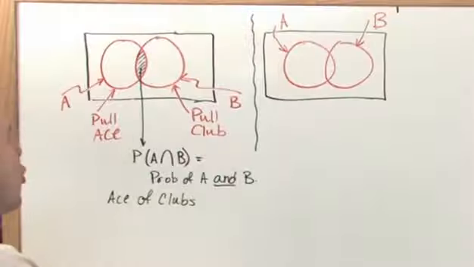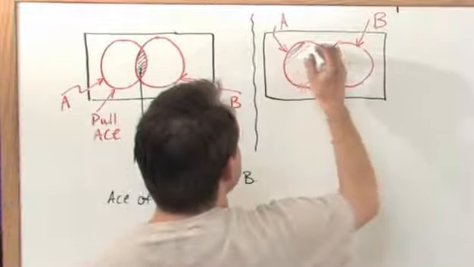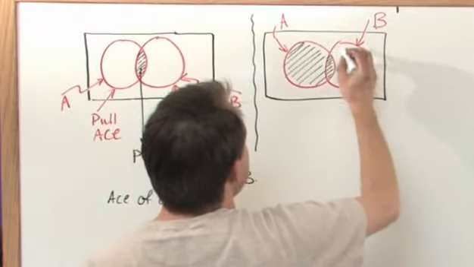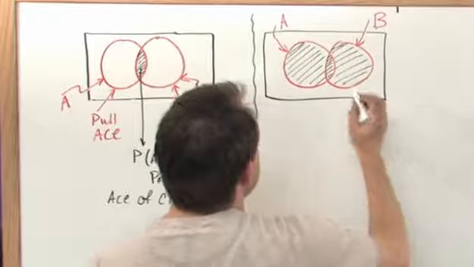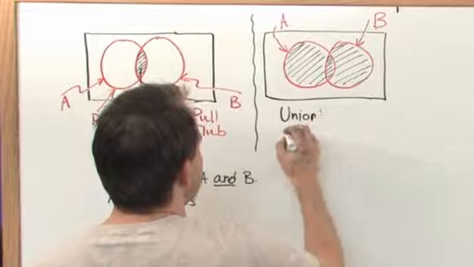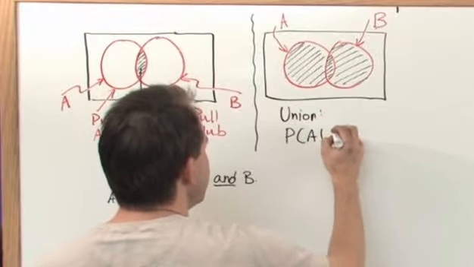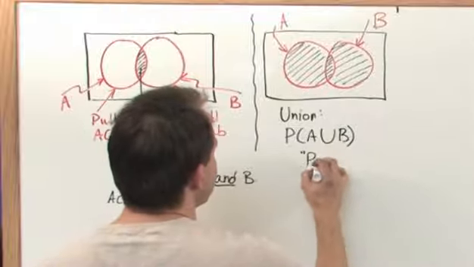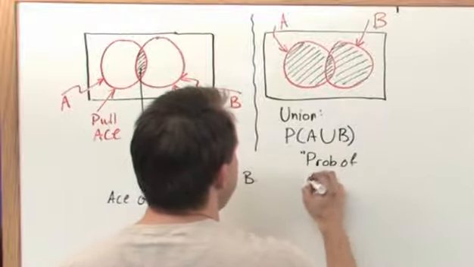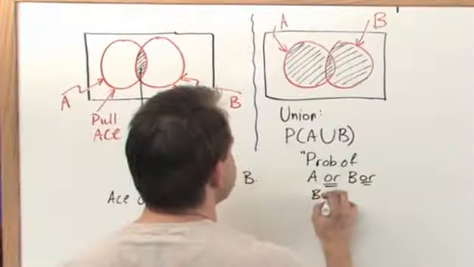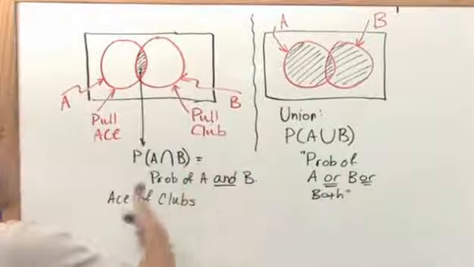Now, what if I'm not interested in the intersection of A and B? What if I'm interested in A or B happening? So either one of these events happening. Well, that would be the entire shaded region of event A, the shaded region of the intersection, and the shaded region of B. The way you would write this, it's called the union. It would be the probability of A union B, and you would read it as the probability of A or B or both. All right? So basically what you have is and, or, okay?